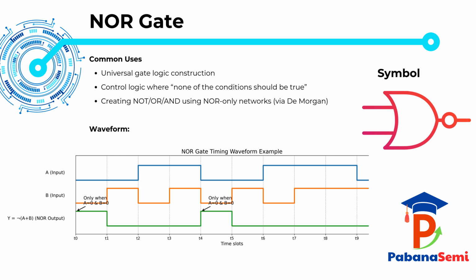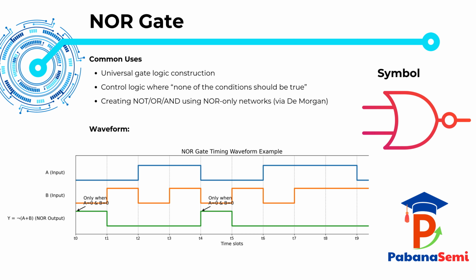Now observe the waveform at the bottom. Inputs A and B are shown on the top two traces, and the output is y equals negative (a plus b), which is the NOR function. Notice the key behavior. The NOR output becomes high only during the time intervals when both A and B are low at the same time. That is the all zeros condition.